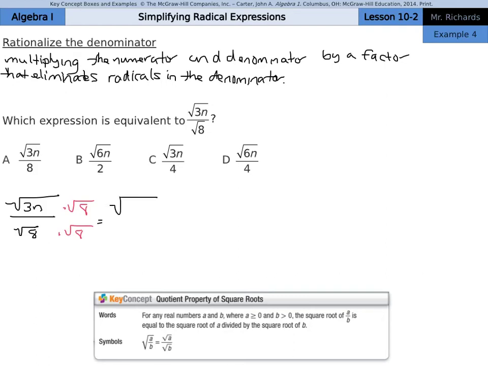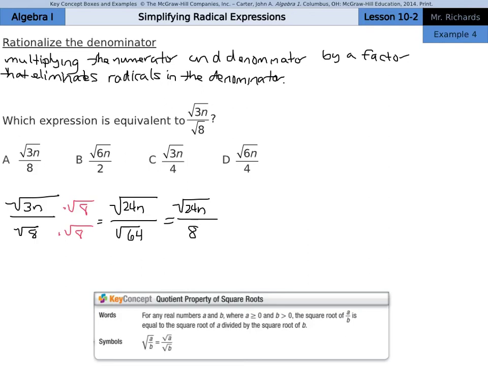What this gets us then, on top, the square root of 24n, as we can take the 3 times 8 to get 24, over the square root of 64. Now something cool happens, because you're left with the square root of 24n for now, over the square root of 64, which is 8. So we've successfully rationalized the denominator. We've gotten rid of the square root. It's now a rational number. But we need to now simplify the square root of 24n.